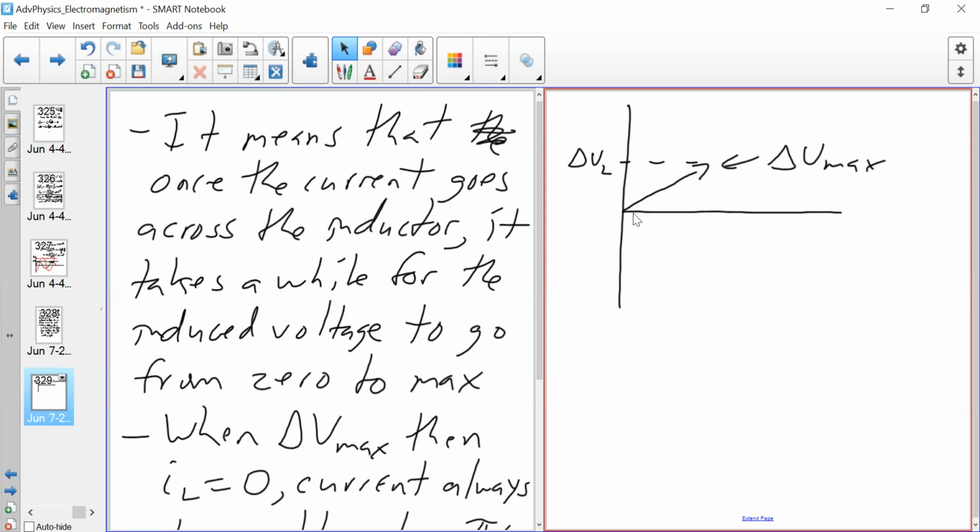Then to represent that the current lags behind the voltage by 90 degrees, we see that the current maximum is larger than delta V, and it sits 90 degrees behind the maximum voltage. So that's what we see in the phasor diagram.